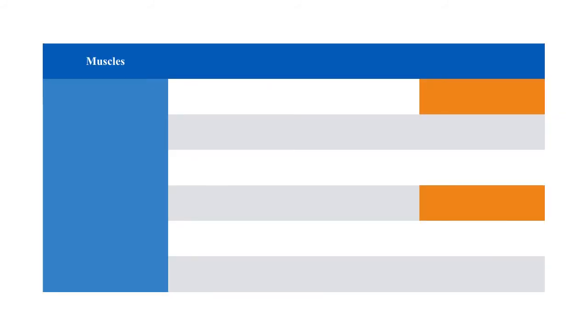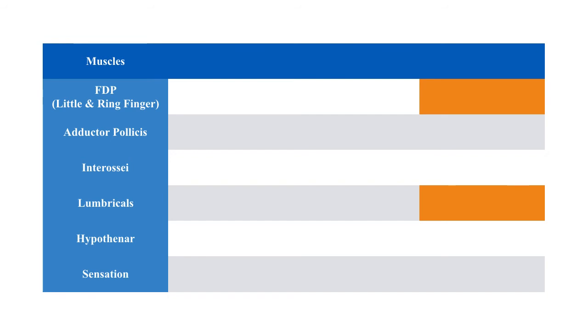Again, to understand the effects, you should first make a tabular column listing out the various muscles supplied by the ulnar nerve. So the muscles include flexor digitorum profundus of the little and ring finger, adductor pollicis of the thumb, interossei, lumbricals, and hypothenar muscles, and finally sensory supply.